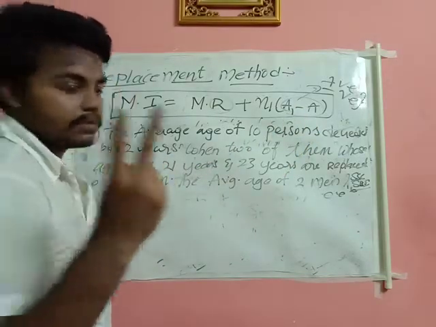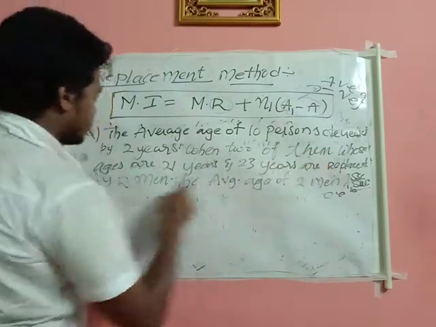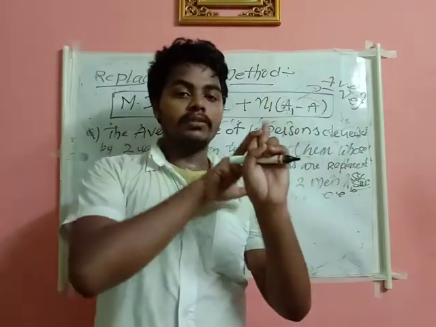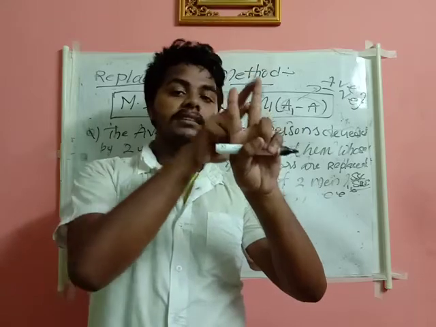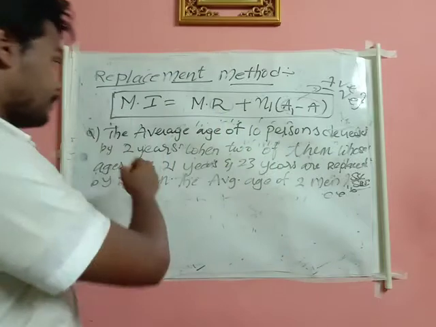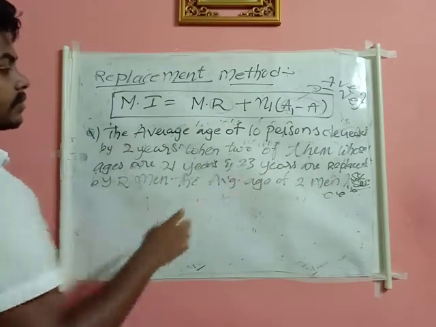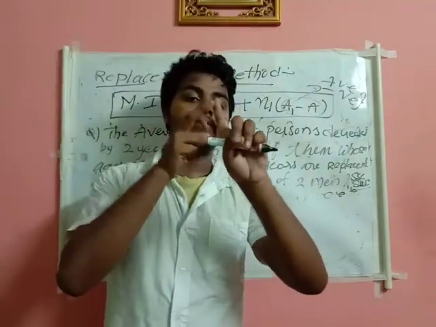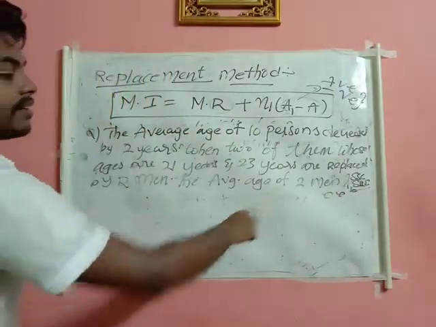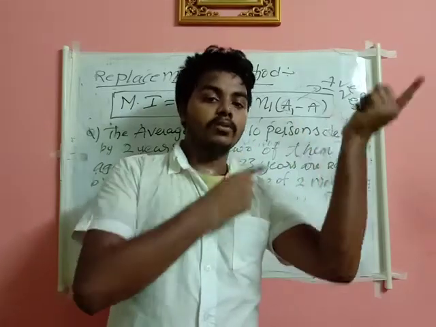So my average is decreased by 2 years, when two of them whose ages are 21 years and 23 years are replaced by 2 men. It means that out of 10 people, I just replace 2 people. Let those 2 people be X and Y. Now what is it telling? Out of those 10 people, the 2 people having ages 23 and 21 years are replaced by 2 men. He is asking the average age of the 2 men. So I should get the average age of the 2 persons who are replacing.